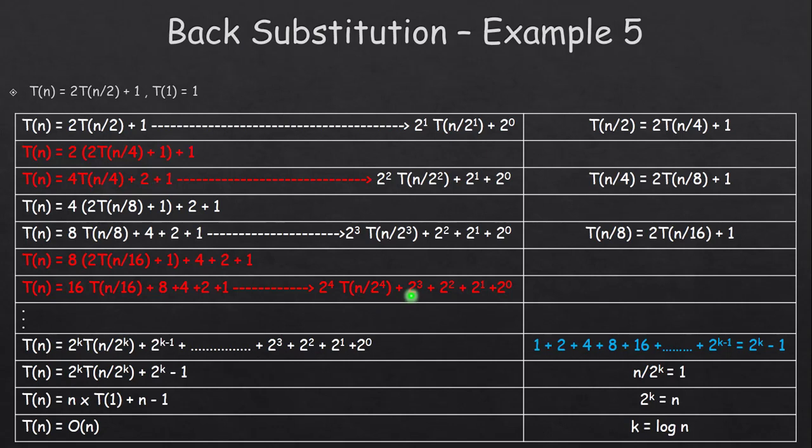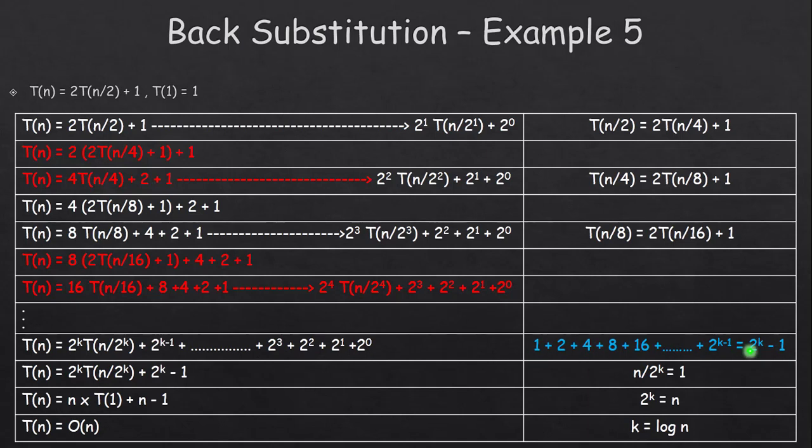This 2 raised to 3 is same as 2 raised to 4 minus 1. So I am writing it as 2 raised to k minus 1 plus some 2 cube plus 2 square plus 2 raised to 1 plus 2 raised to 0. So what is this term? 1 plus 2 plus 4 plus 8 up to 2 raised to k minus 1. This is 1 plus 2 plus 4 plus 8 plus 16 up to 2 raised to k minus 1, equal to 2 raised to k minus 1.